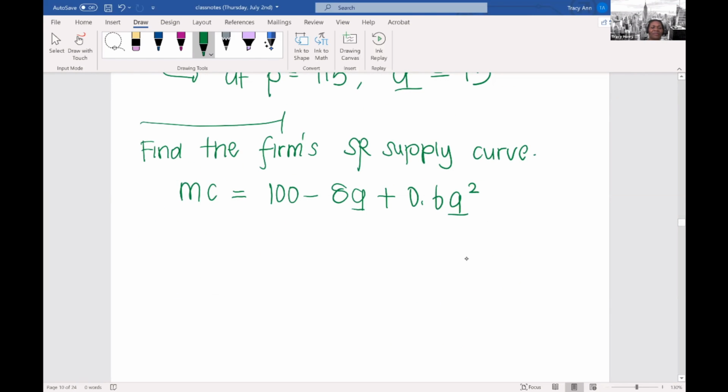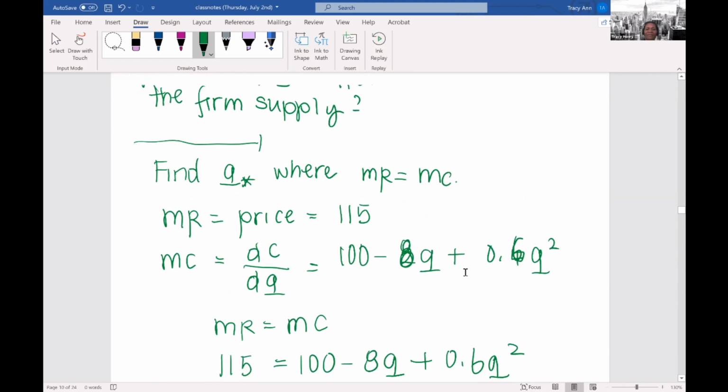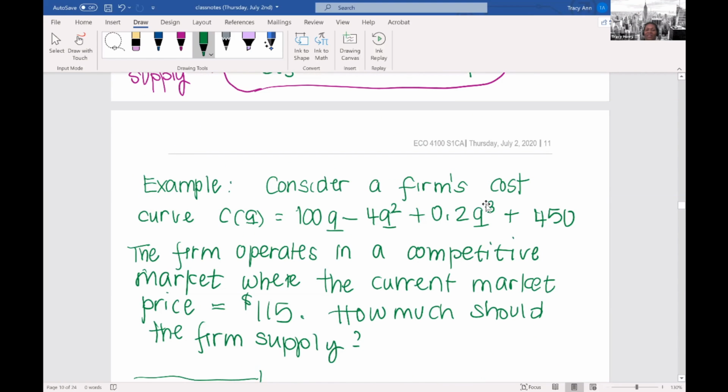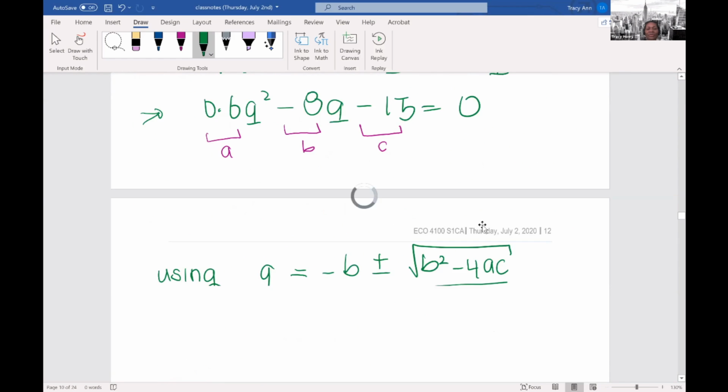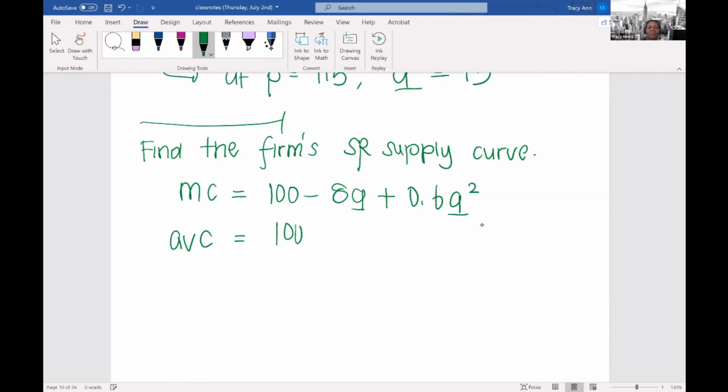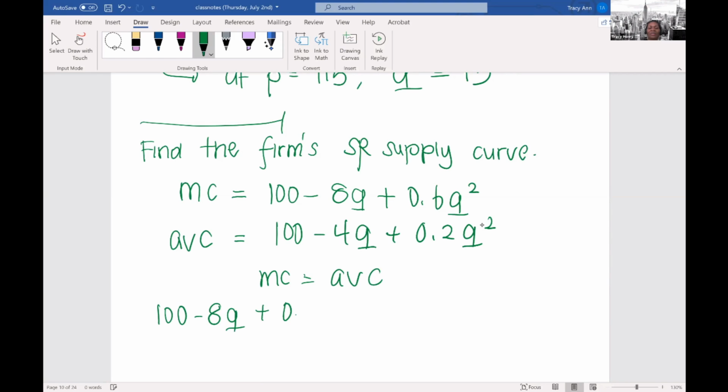And if we find our average variable cost, if we look at our cost function, our average variable cost is going to consider only the first 3 entries. So it's going to be 100 minus 4q plus 0.2q squared. So MC is equal to our average variable cost. It's going to be 100 minus 8q plus 0.6q squared is equal to 100 minus 4q plus 0.2q squared.